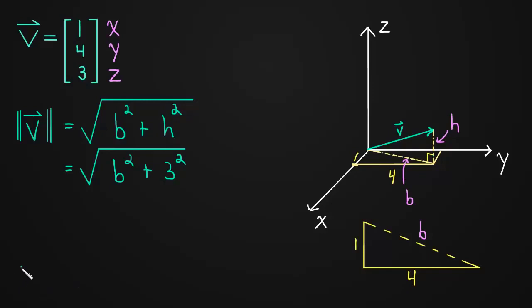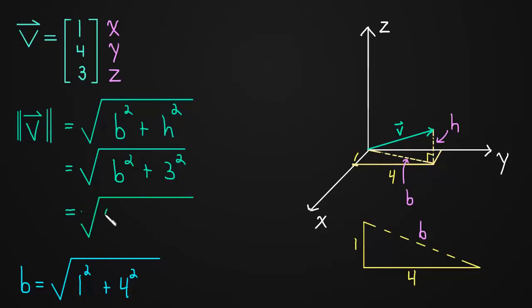And we can say that B now is equal to the square root of 1 squared plus 4 squared. That's what B is. Well, now that we have a term for B, let's go ahead and plug that in. So we have B, which is the square root of 1 squared plus 4 squared, and now B is being squared, and then plus 3 squared.